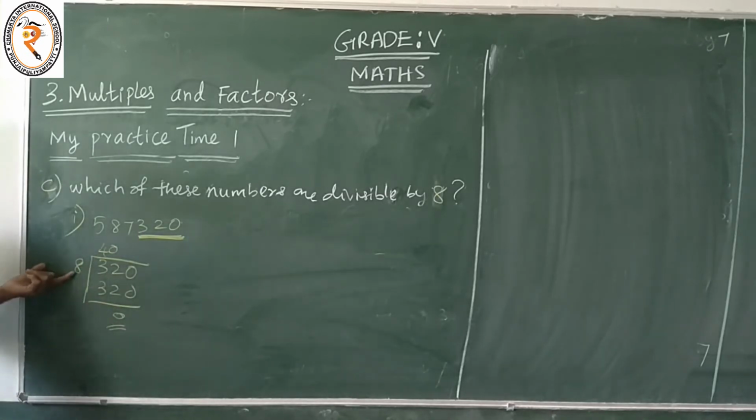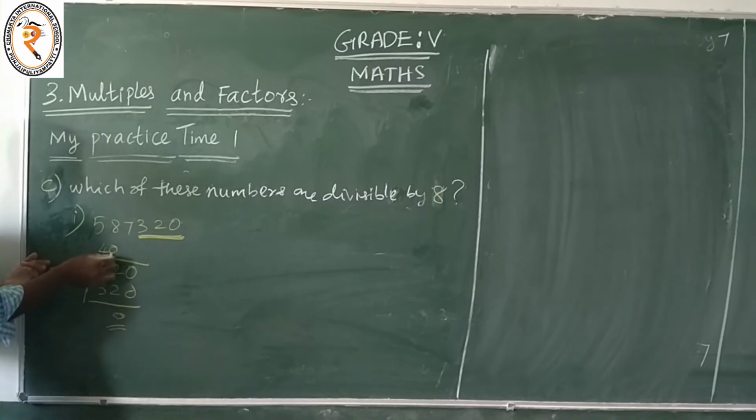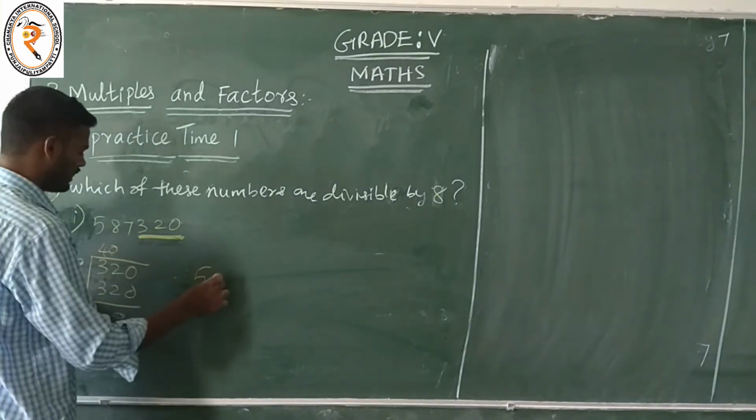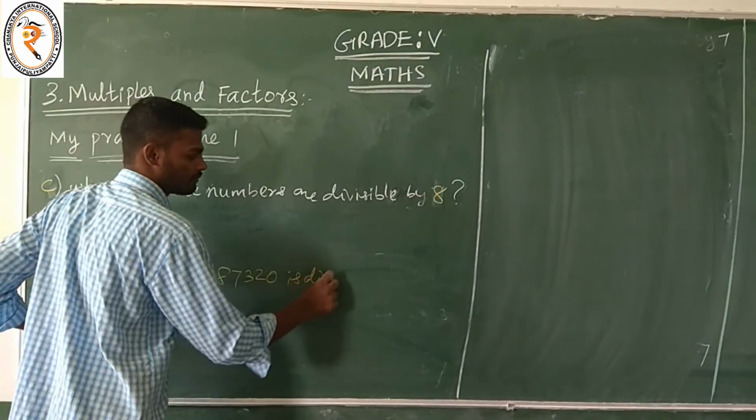In the 8 table, 32 comes 4 times. So putting 0 here, and putting the quotient 0, the answer is 40. So the last 3 digit number is divisible by 8. Therefore, our number 5,87,320 is divisible by 8.